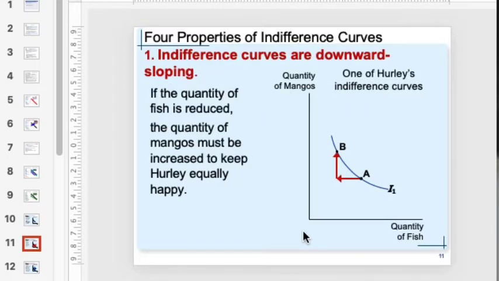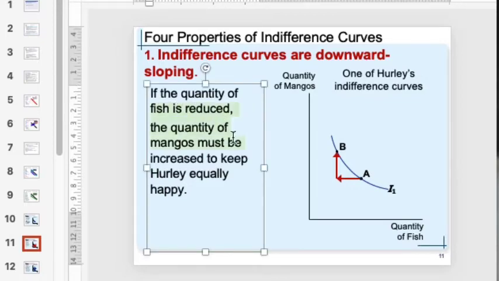So the first property is that indifference curves are downward sloping. If the quantity of fish is reduced, the quantity of mangoes must go up to keep Hurley equally happy.